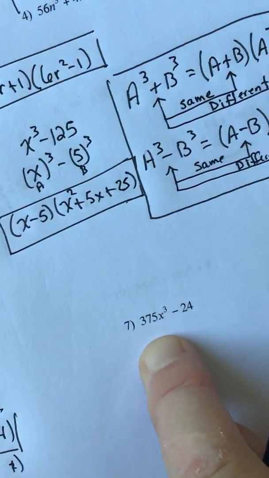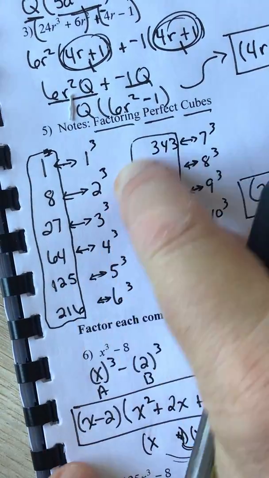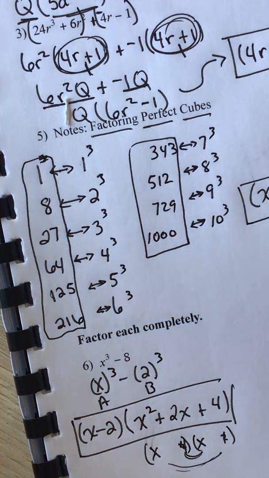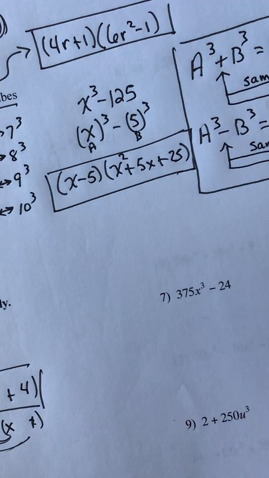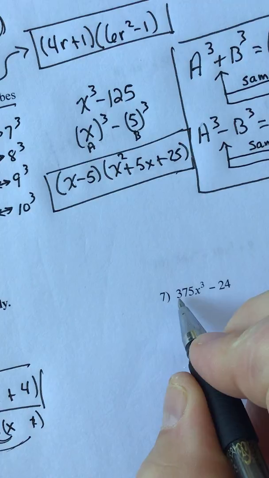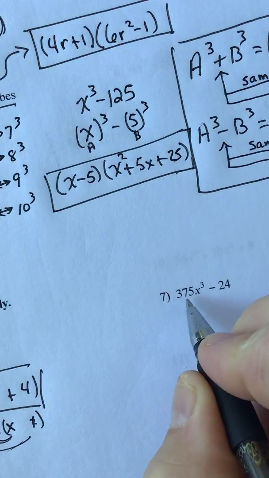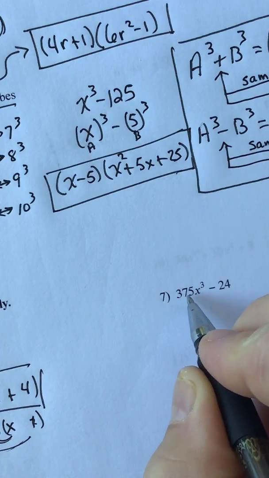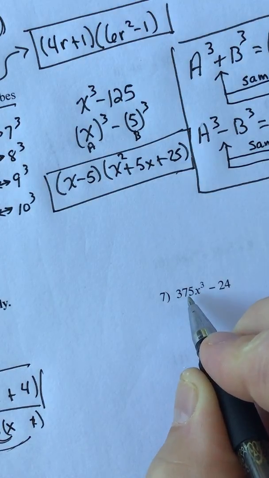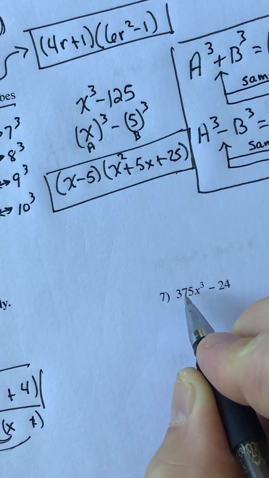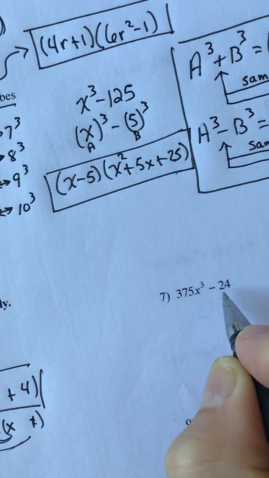Okay, when I look at this one, 375, that is not on my perfect cubes list, and neither is the 24. So something must factor out of that. Let me see if 3 does. I know 3 plus 7 is 10 plus 5. Those digits add up to 15, and since 15 is divisible by 3, I know I can divide a 3 out of that, and I can divide a 3 out of that.